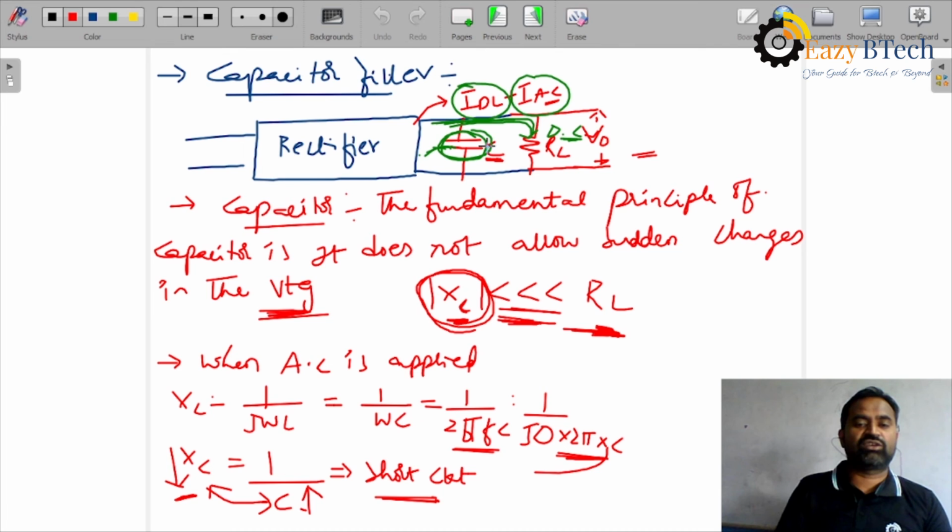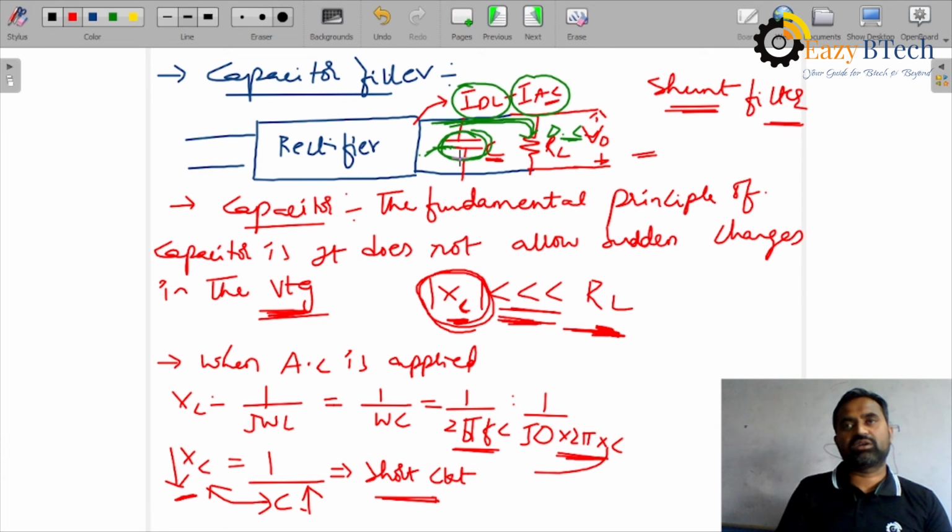It is better than the inductive filter. The capacitor filter is also known as a shunt filter. Why do we call it a shunt filter? Because the capacitor is connected in parallel to the load resistance. The inductor is connected in series, which is why it is known as a series filter. The capacitor is connected in shunt, so it is known as a shunt filter.